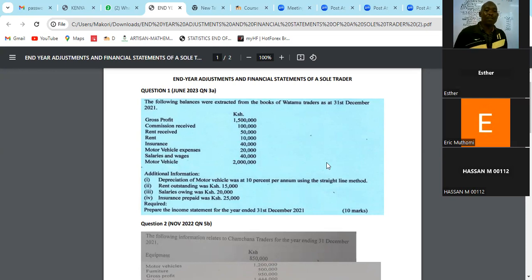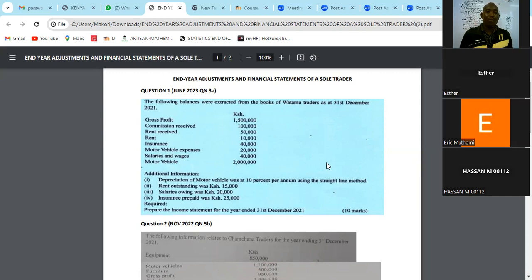Commission received is an income, rent received is an income. Then there is rent expense, insurance expense, motor vehicle expenses, salaries and wages. Motor vehicle is an asset. So when you are preparing your income statement for motor vehicle, what you take there is the depreciation of the motor vehicle, which is actually captured in additional information number one. And you are told depreciation on the motor vehicles was at 10% per annum using straight line. So it is 10% of the cost of that motor vehicle.